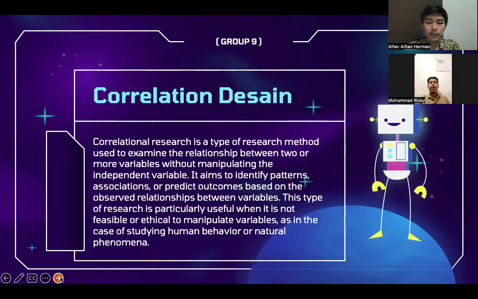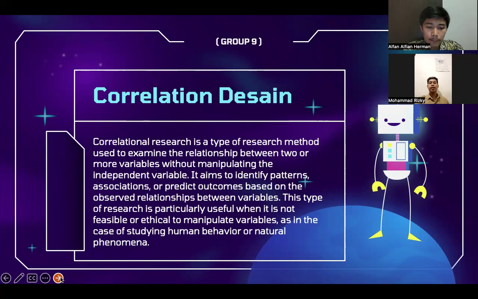Correlational research is a type of research method used to examine the relationship between two or more variables without manipulating the independent variable. It aims to identify patterns, associations, or predict outcomes based on the observed relationship between variables. This type of research is particularly used when it is not feasible or ethical to manipulate variables, as in the case of studying human behavior or natural phenomena.